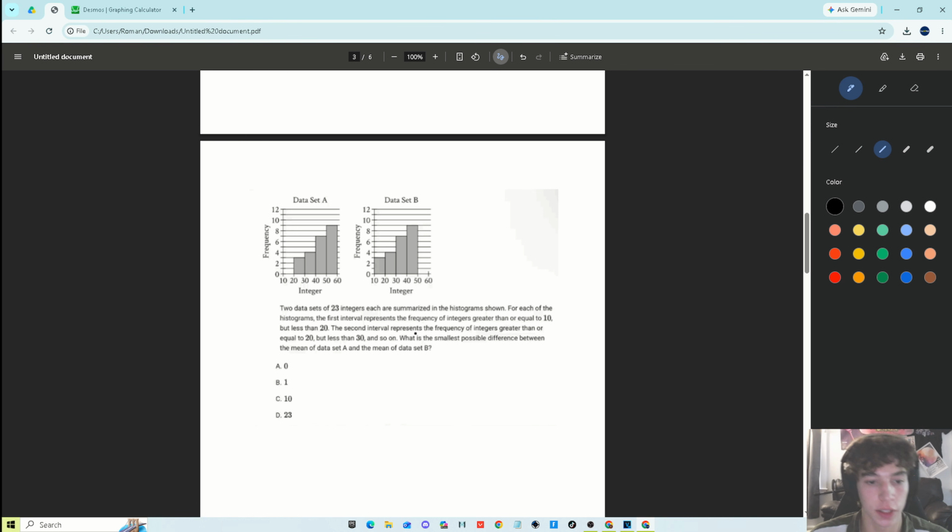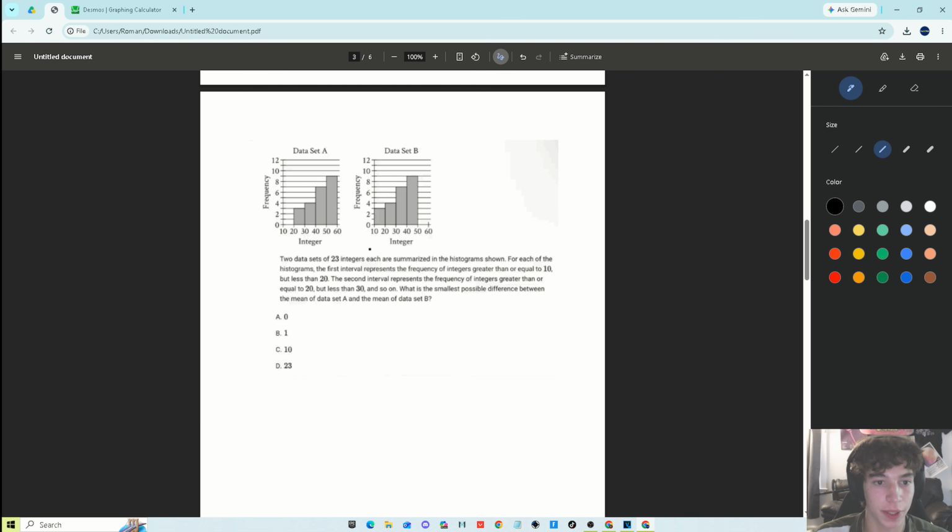Okay, this one showed up right at the end of the test, so if you got this one, let me know in the comments, but let's get into it. So two data sets of 23 integers summarized in histograms. For each of the histograms, the first interval represents the frequency of integers greater than or equal to 10 and less than 20, and so on. So basically, in this column right here, if there were any values, they could be 10, but the biggest they could be is 19. So we'll keep that in mind.